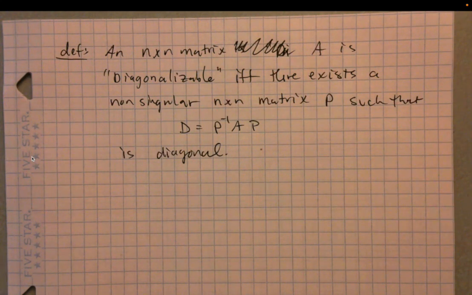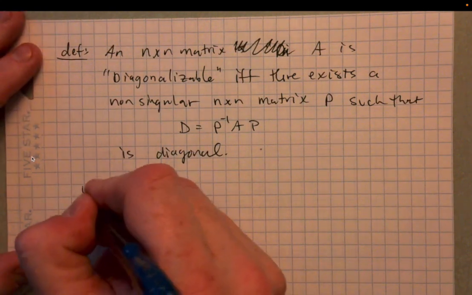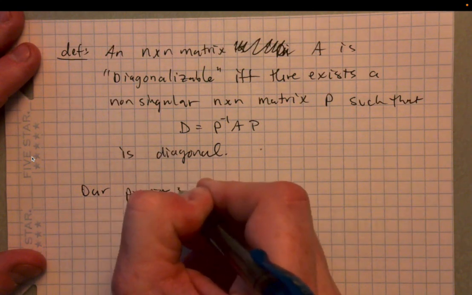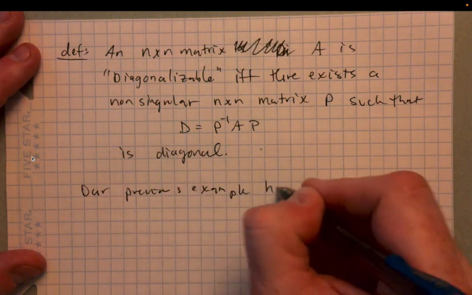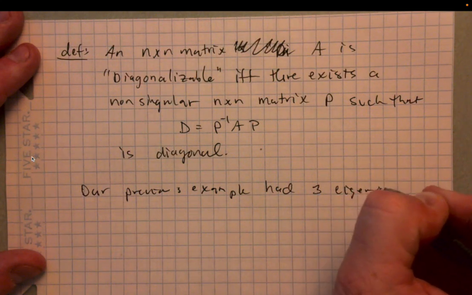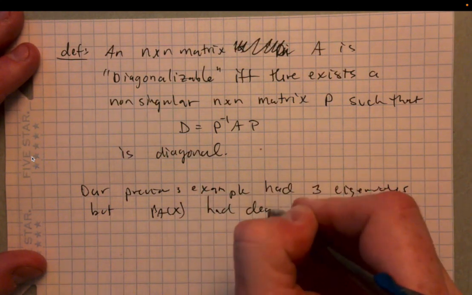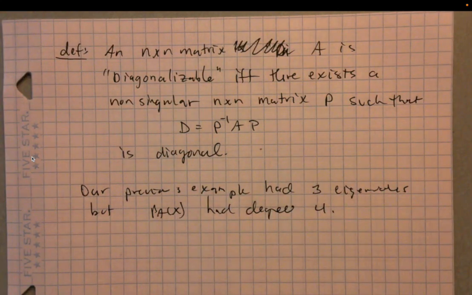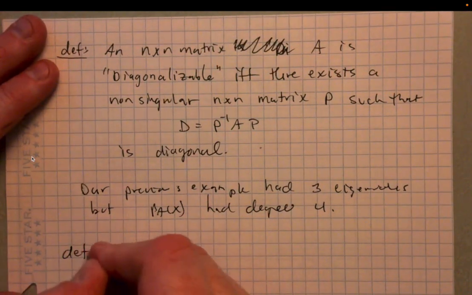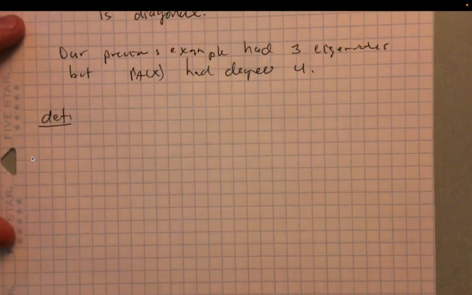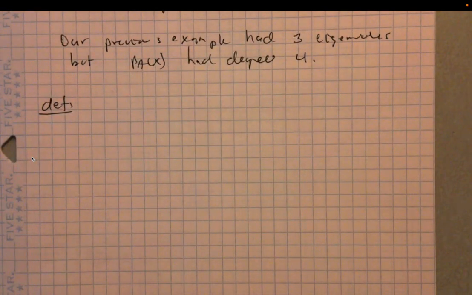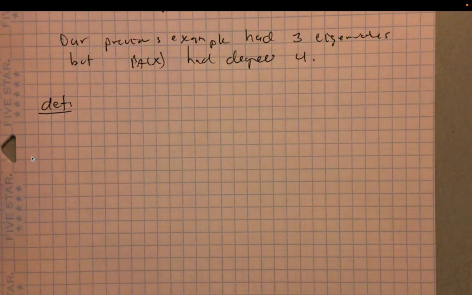So if you notice in our previous example, we found 3 eigenvalues, but we actually had a characteristic polynomial of degree 4. So our previous example had 3 eigenvalues, but P_A(x) had degree 4. Right, and so this is going to lead us into our next definition. We kind of talked about this a little bit already with the repeated roots question, but this is going to be the definition of algebraic multiplicity of eigenvalues.